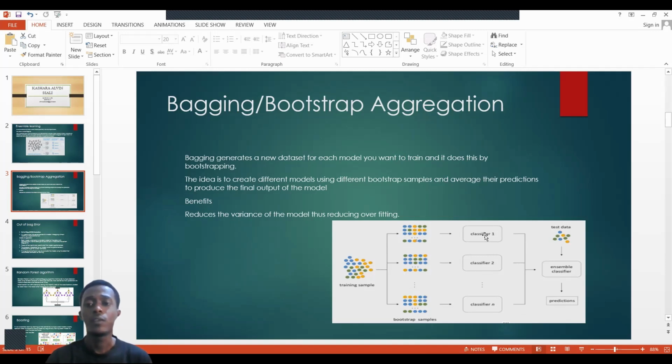So I'm assuming if classifier 1 came up with a prediction of 1, and then classifier 2 came out with a prediction of 1, up to classifier n, and then we find the majority vote as 1, we would take that as 1 as the final result. Then if it's regression, of course, you take the averaging, you average the predictions of all classifiers.